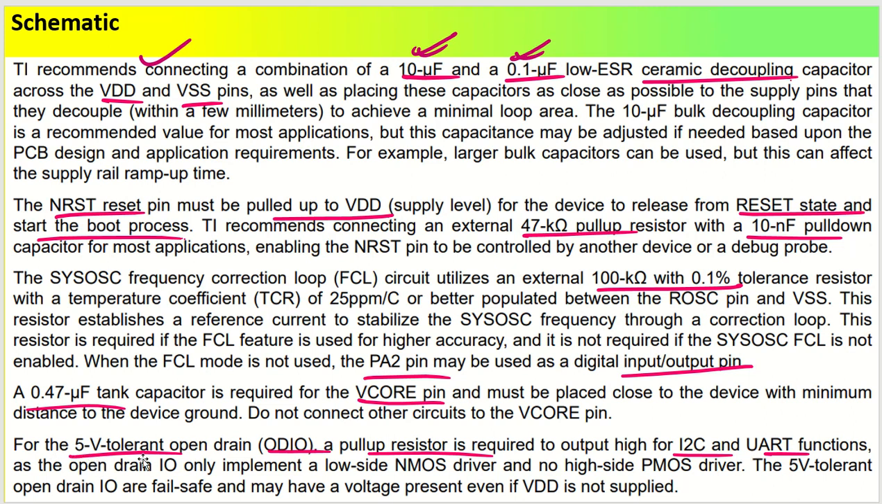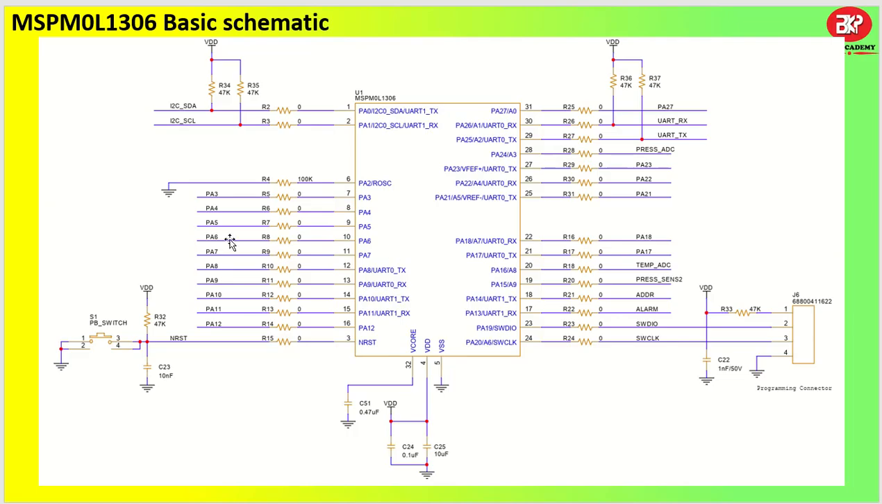And there are two 5 volt tolerant pins, that is, the open drain pins which we just now saw, PA0 and PA1, and they are to be pulled up with resistors, as well as for I2C and UART functions, as well as for open drain IO pins. So this is the complete information about the particular device that we were talking about, which is MSPM0L1306. In our next session, we'll try to understand the complete circuit design of this particular device and so many peripherals as well. So one by one we'll proceed.